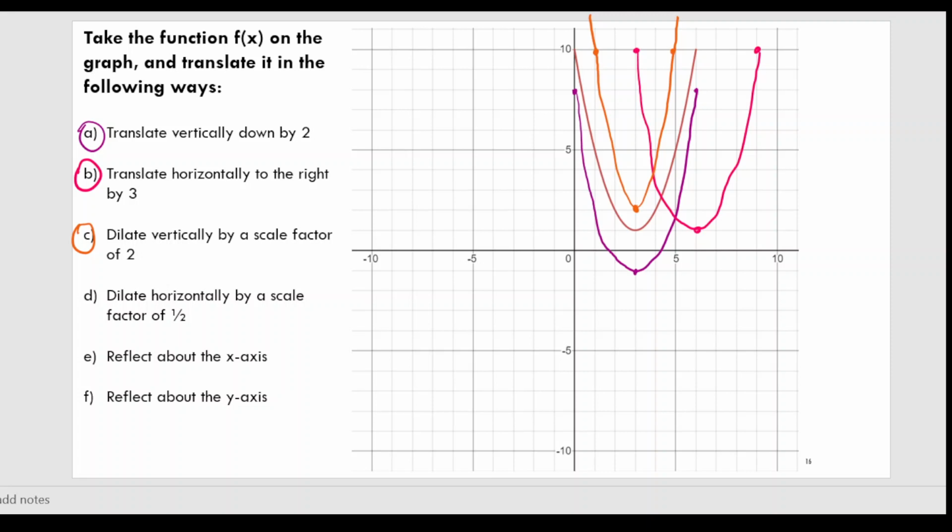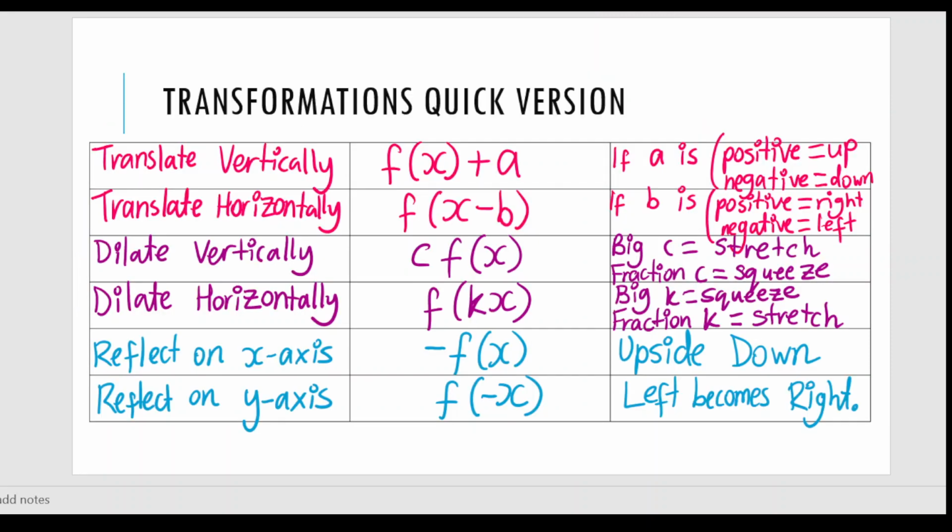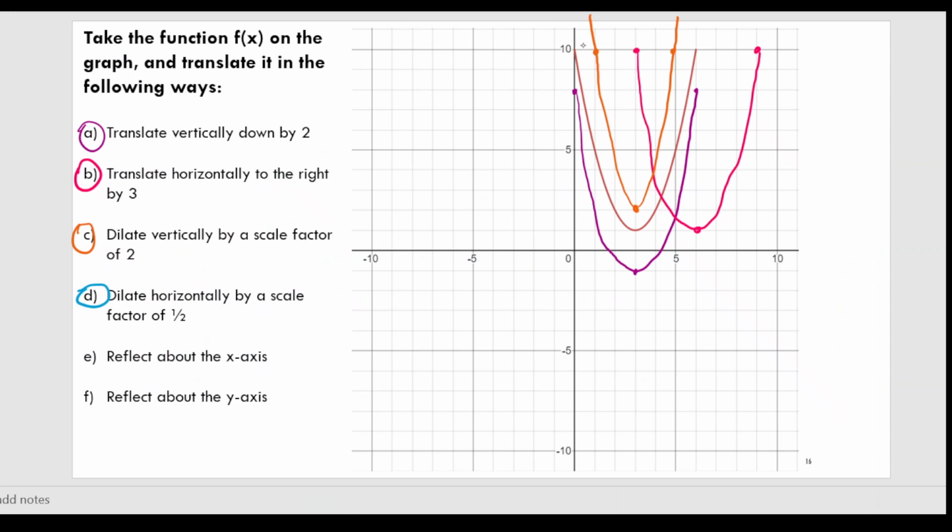Look at this next one, horizontal dilation. Now this is a little bit tricky. So we've got a scale factor of 1/2. Let's have a look at our drawing board and see what it says here. If we have a fraction k here, again that means that we are stretching it, but we're stretching it in the x direction. So let's look at our original one here. I'm just going to colour that in black because it's getting a bit hidden between the rest of them.